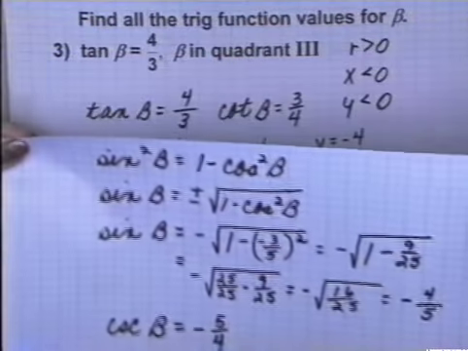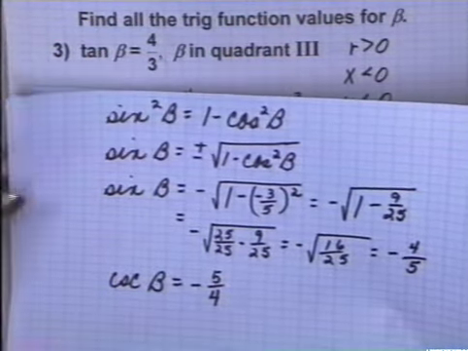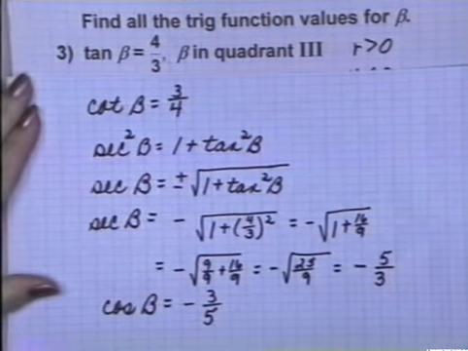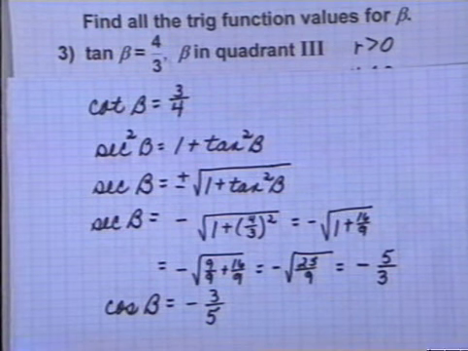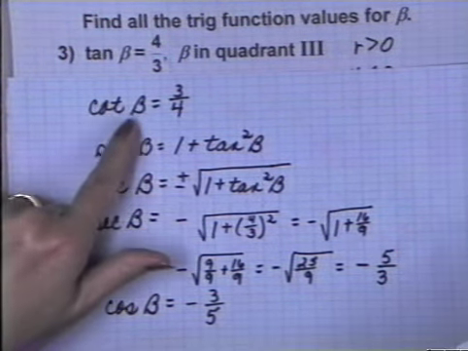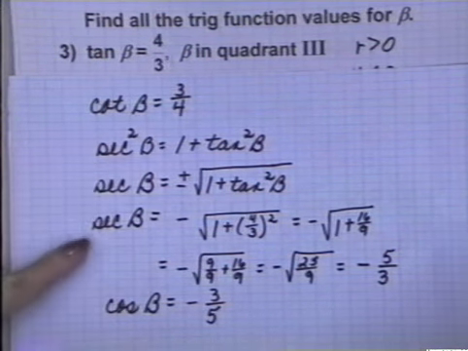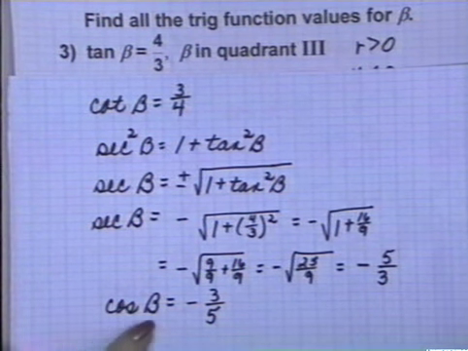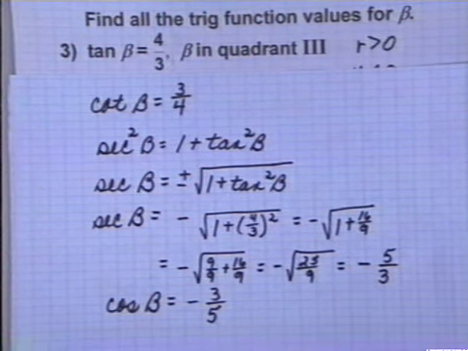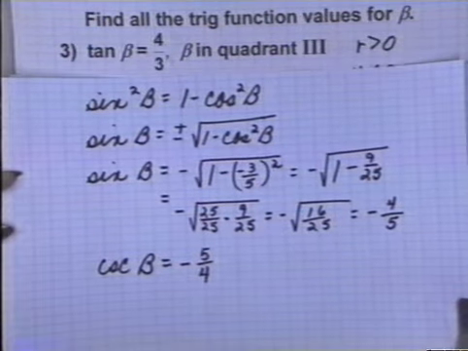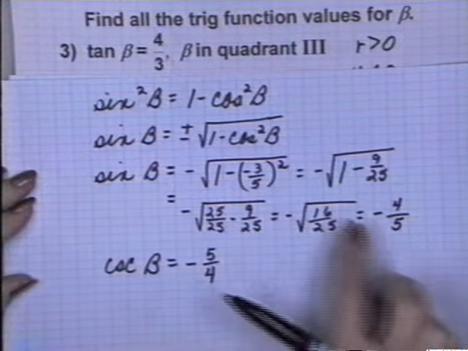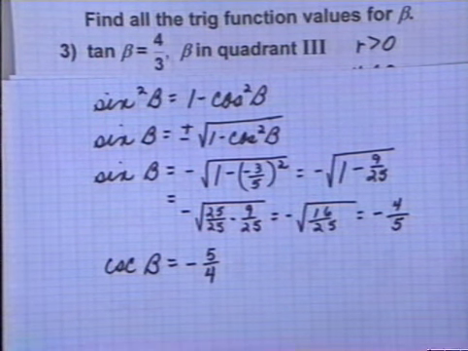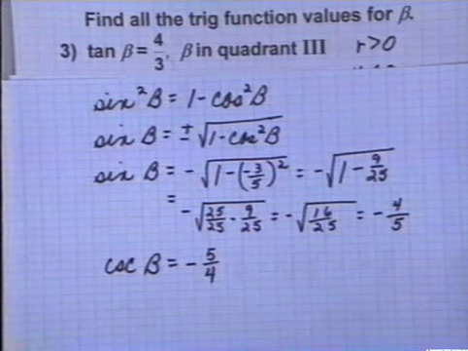So let's look at the work that I've done here using the Pythagorean identities and the reciprocal identities. I found that the cotangent of beta was 3/4. The secant of beta was negative 5/3. The cosine of beta was negative 3/5. And then we found that the sine of beta was negative 4/5, and the cosecant of beta was negative 5/4. So we have all the trig functions of beta.